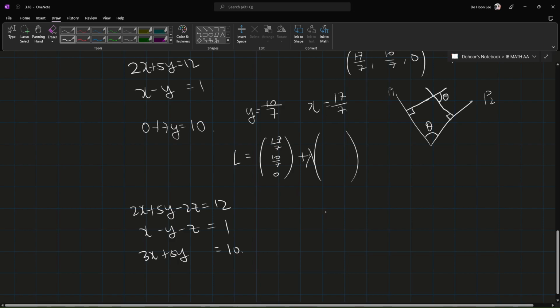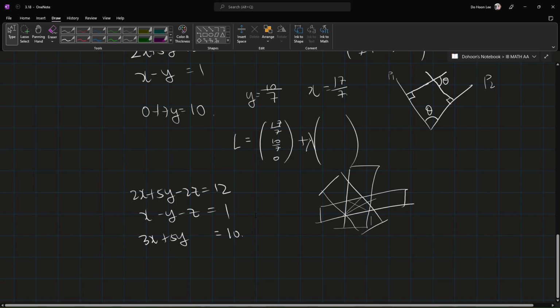Visually, if I have three planes intersecting, I'll have something like this: first plane, second plane, and let's say a third plane, like that. It's hard to imagine, but you know what I mean? There must be a point of intersection. Right, so now let's try one last question to finish off.